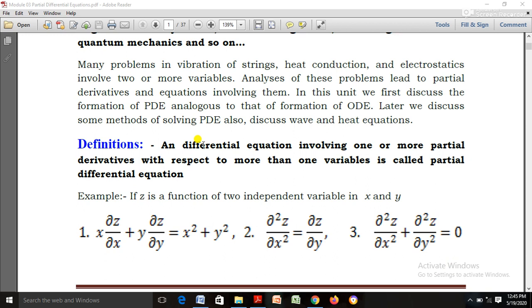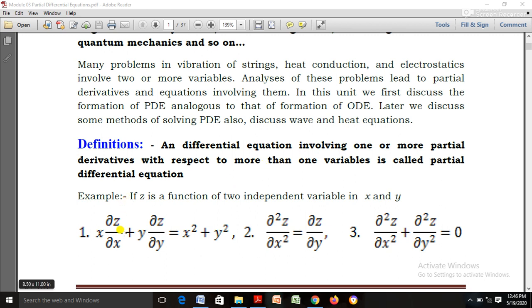Definition. A differential equation involving one or more partial derivatives with respect to two or more variables is called a partial differential equation. That means a differential equation contains one or more partial derivatives with respect to more than one variable.